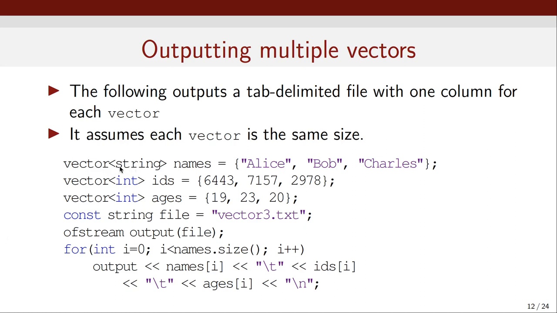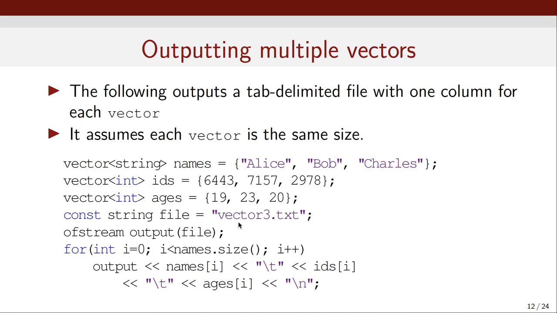So here I'm declaring a vector of strings that I call names, and it has the names Alice, Bob, and Charles. Here we have a vector of integers, which is called IDs, and we have these integers here. And then another vector of integers is called ages, and we have these ages here. So each of those has the same size, the same length. So in this case, the length of these lists is 3.